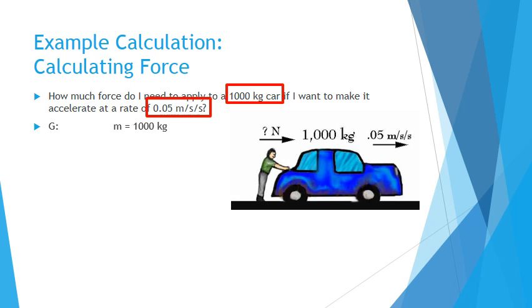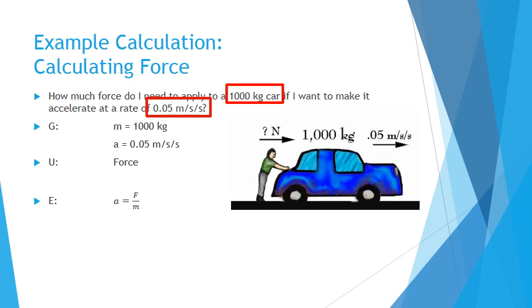It doesn't say mass, but I know it's mass because of the word kilograms. And our acceleration rate is 0.05 meters per second per second. The unknown in this problem is the amount of force. It's asking how much force do I need to apply.